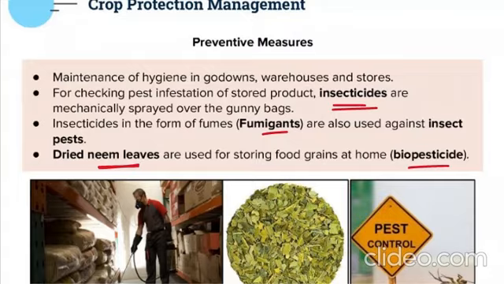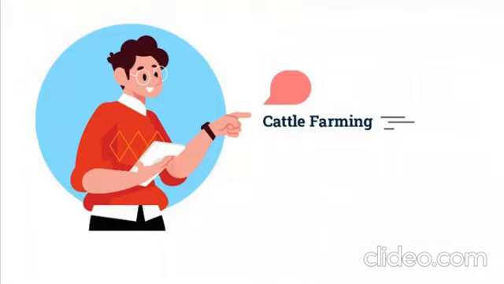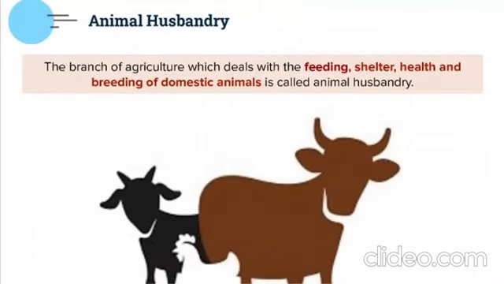Okay. So with this, we have completed crop protection management. Now let us move towards the last topic of the day, that is cattle farming. Cattle farming comes under the vast topic of animal husbandry. When we talk about animal husbandry, it is nothing but, again, a branch of agriculture itself, but it deals with feeding, shelter, health, as well as breeding of domestic animals like cows, goats, buffaloes, hens, etc.